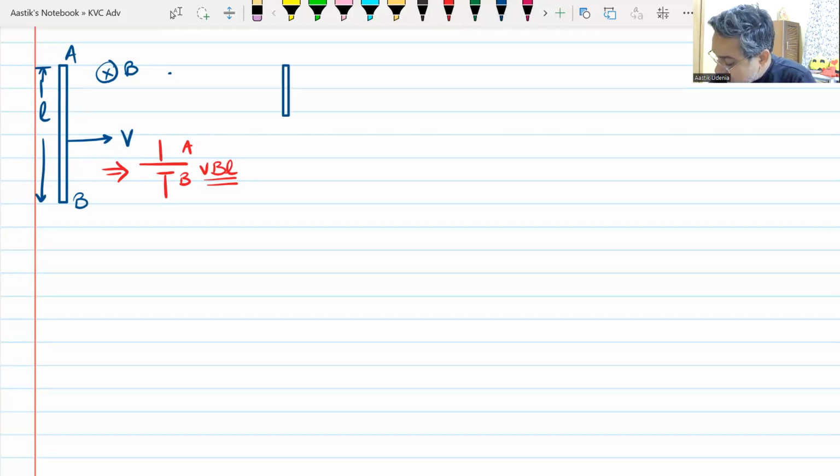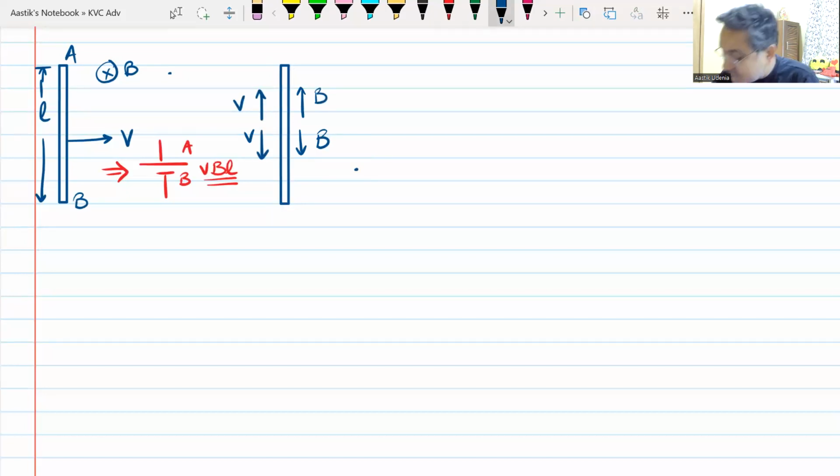Yes. Now, if I go to the second case, I will give you time to write. Just listen to me. The length is like this. If I have the velocity in this direction, or if I have the velocity in this direction, if I have the magnetic field in this direction, or I have the magnetic field in this direction, any of the four cases, what will be the value of the EMF induced in this rod?